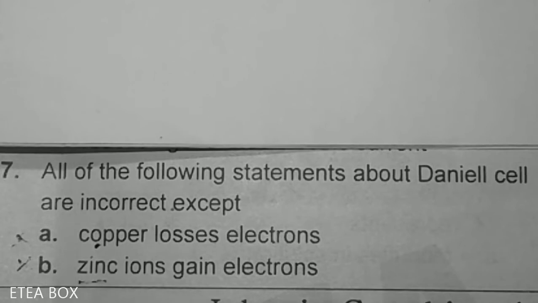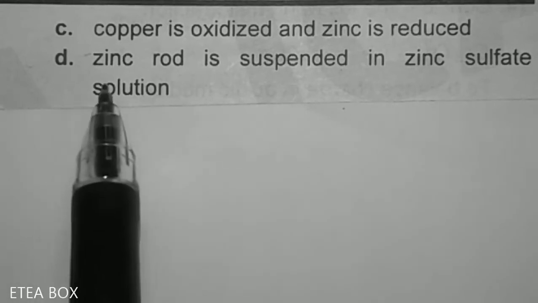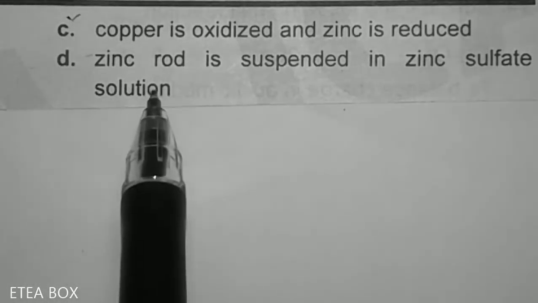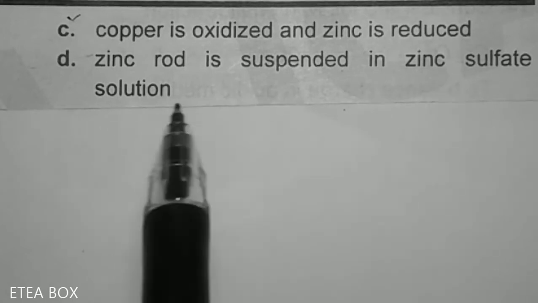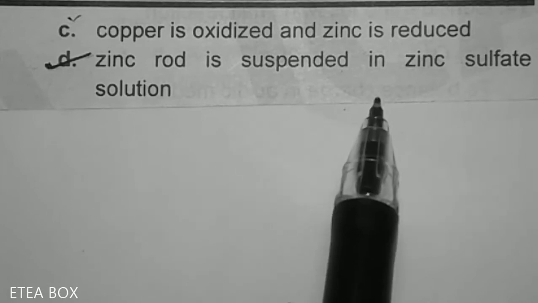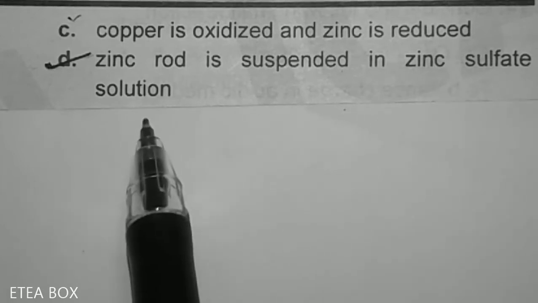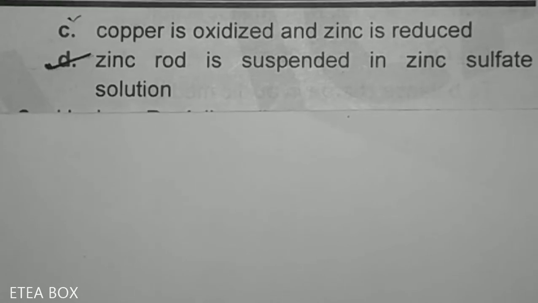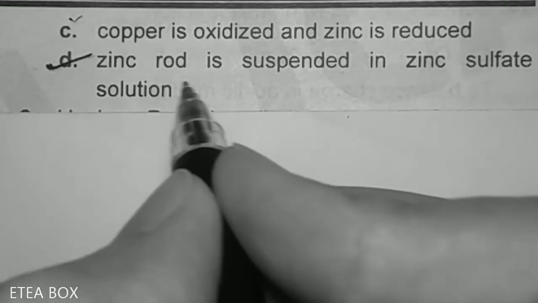Now look at the other option. Copper is oxidized and zinc is reduced. This one is also incorrect. Zinc rod is suspended in zinc sulfate solution. This one is correct. Okay, in Daniell cell the zinc rod is suspended in zinc sulfate solution, and copper rod is suspended in copper sulfate solution. Okay, and here on zinc oxidation occurs.